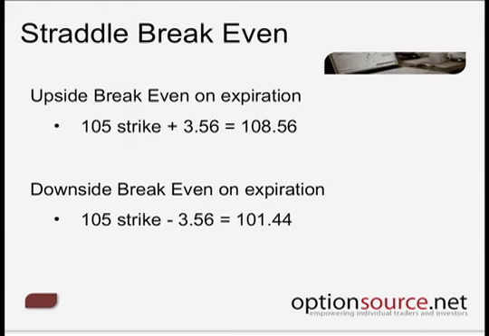We also subtract it from the 105 strike of the put to determine our downside break-even, and you can see that it's 101.44. So what this suggests to us is that if we look to hold this position from now until the expiration date, we would need the pair value to either be above 108.56 or below 101.44 for us to make money.